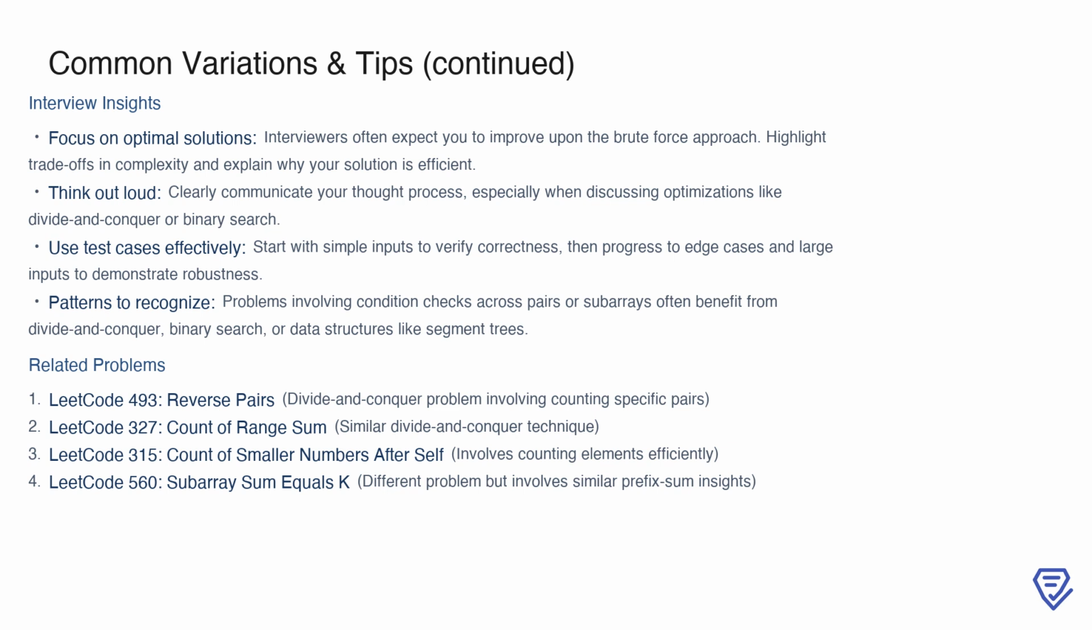Problems that involve condition checks across pairs or subarrays often benefit from techniques like divide and conquer, binary search, or advanced data structures such as segment trees. If you want to practice similar problems, consider LeetCode 327, 315, and 560, which involve related techniques or insights.